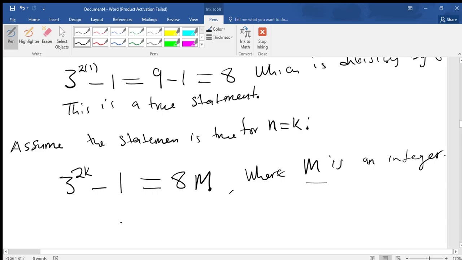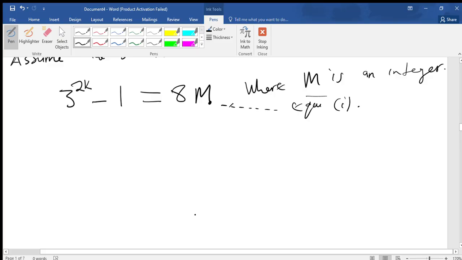So from this expression, we can even tell that this can be our equation 1. That's what we have there. So from this equation 1, what is going to happen? We can make 3^(2k) the subject. So if we make 3^(2k) the subject, we're going to have 3^(2k) equal to 8m plus 1. You can call this your equation 2.